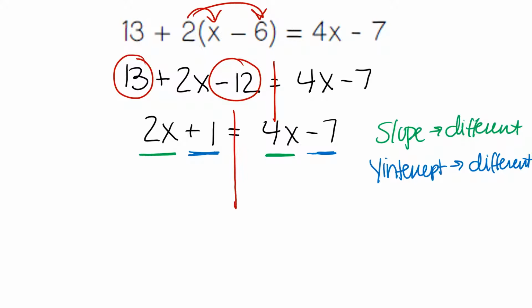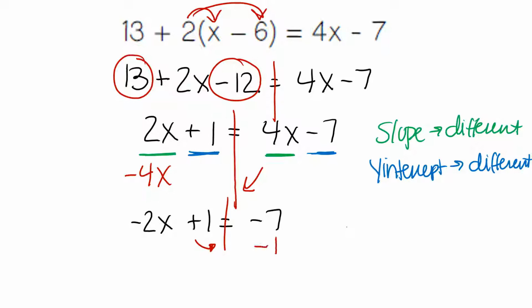2x and 4x are on opposite sides. 2 is on the left, 4 is on the right. So we do the opposite operation. Instead of 4, we do a minus 4. 2 minus 4 is negative 2. Bring down the plus 1, bring down the minus 7. 1 is on the left, 7 is on the right. They're on opposite sides. So we do the opposite operation. Instead of plus 1, we do minus 1. Negative 7 minus 1 is negative 8.